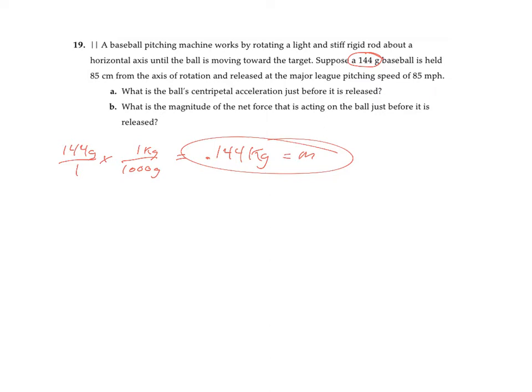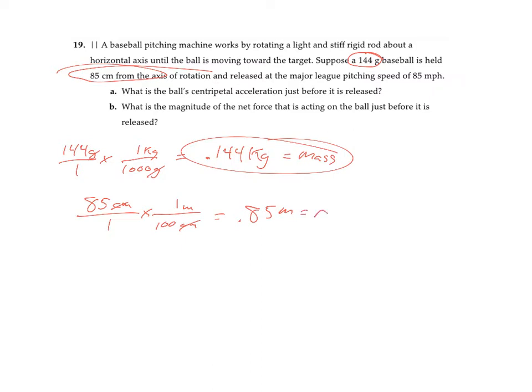And we have the baseball is held 85 centimeters from the axis of rotation. So I believe that is going to be my radius. So that's okay. But it's 85 centimeters. Centimeter bad, meter good. There's 100 centimeters in 1 meter. Bub by centimeters. I should have said bub by grams up there. Bub by. And this is 0.85 meters. That should say mass, not meters.